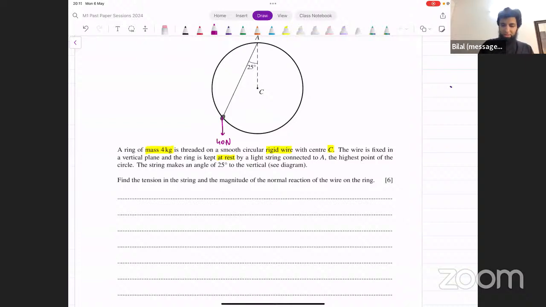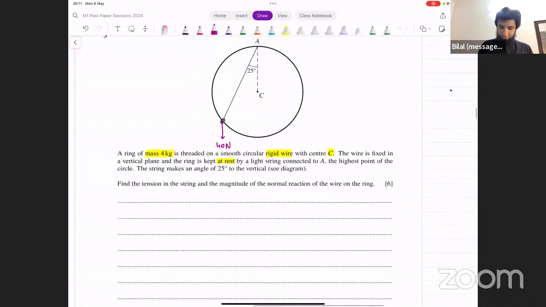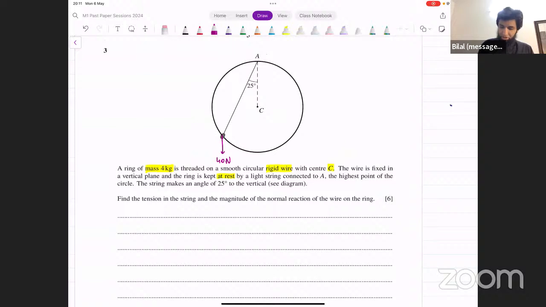What else? We have tension. Where does tension act? Tension acts away from the ring. The string was connected to the point A here. That's a fixed point. So tension is going to act in this direction. That's another force that's acting. These are two forces that are acting. What else do we have?